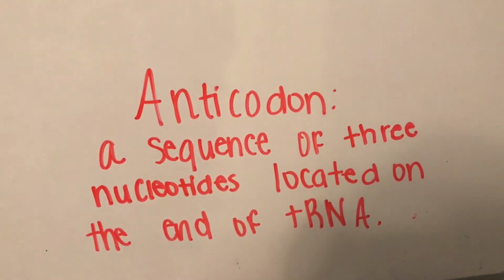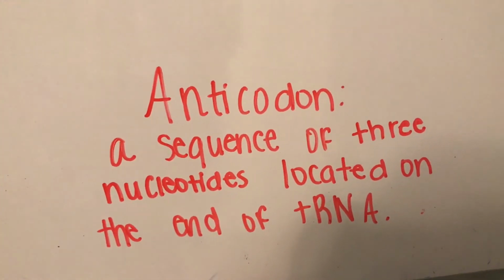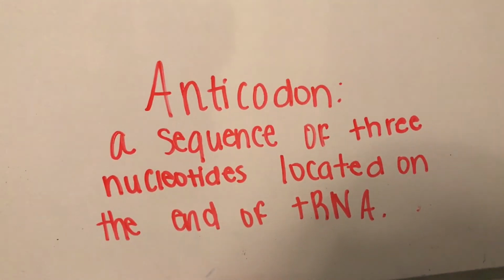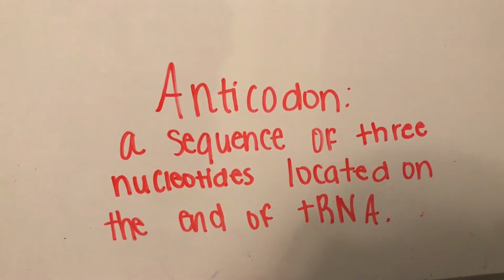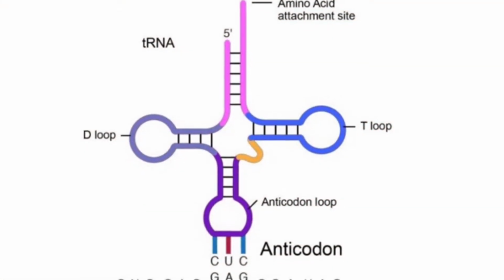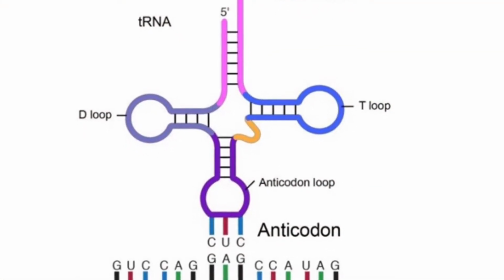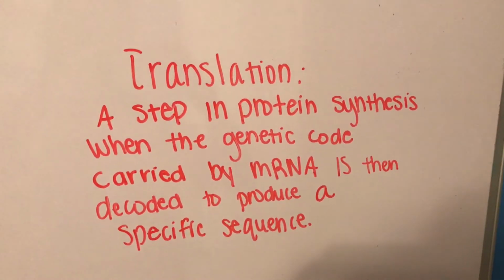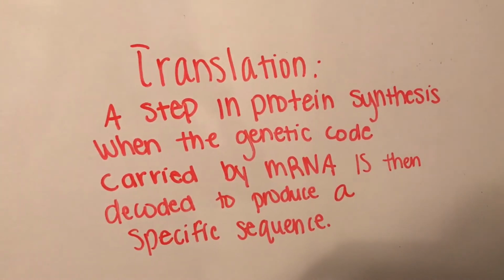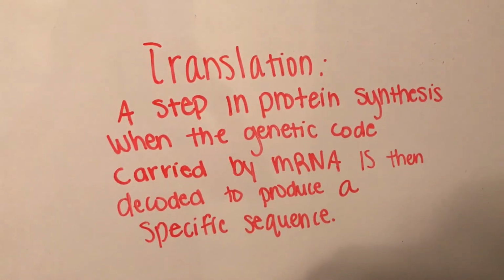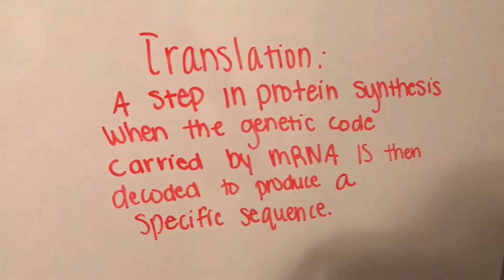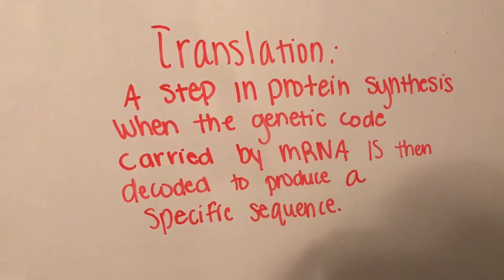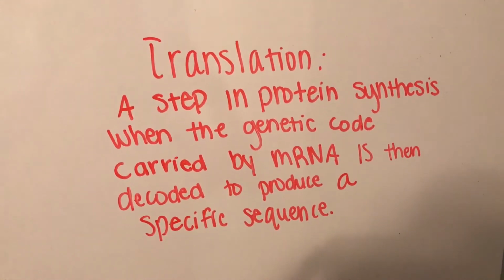Next we have an anticodon. An anticodon is a sequence of 3 nucleotides located on the end of transfer RNA, also known as tRNA. Lastly, we have translation. Translation is a step in protein synthesis when the genetic code carried by mRNA is decoded to produce a specific sequence.